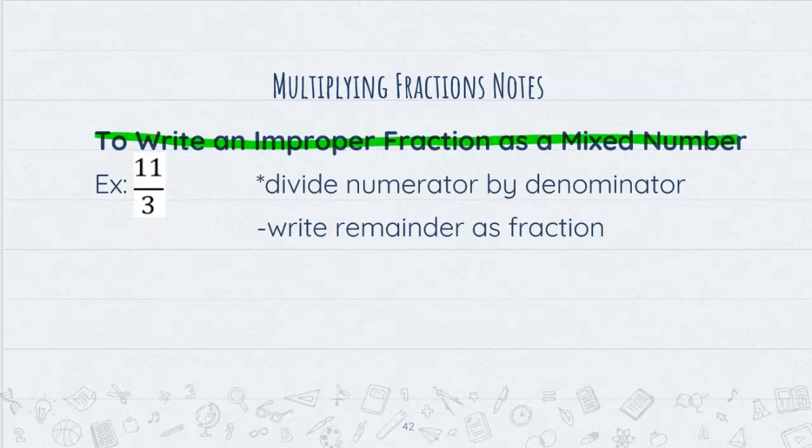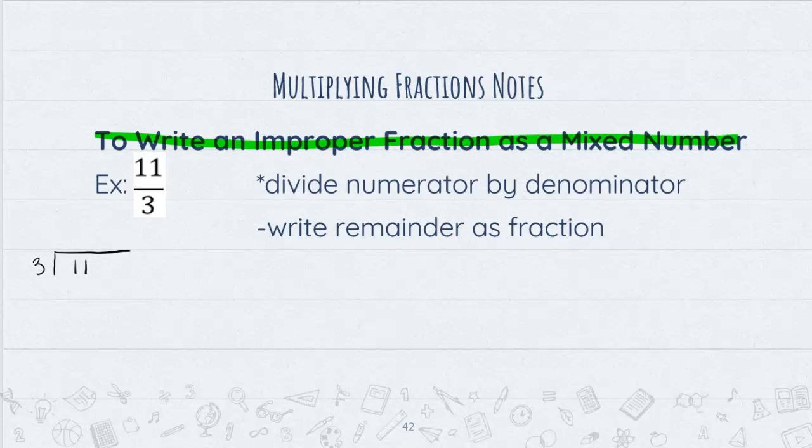So what you're going to do is divide the numerator by the denominator. So that's our first step. And we're going to write the remainder as a fraction. So what does this look like? Okay, so we are going to put the denominator on the outside of our long division, and we'll put our numerator on the inside.